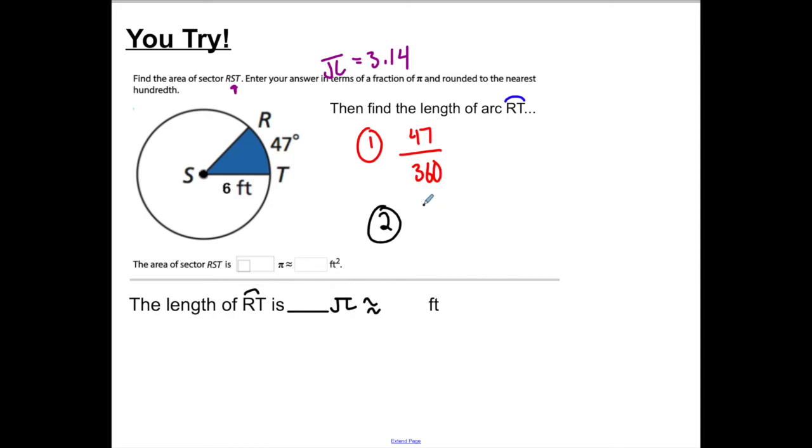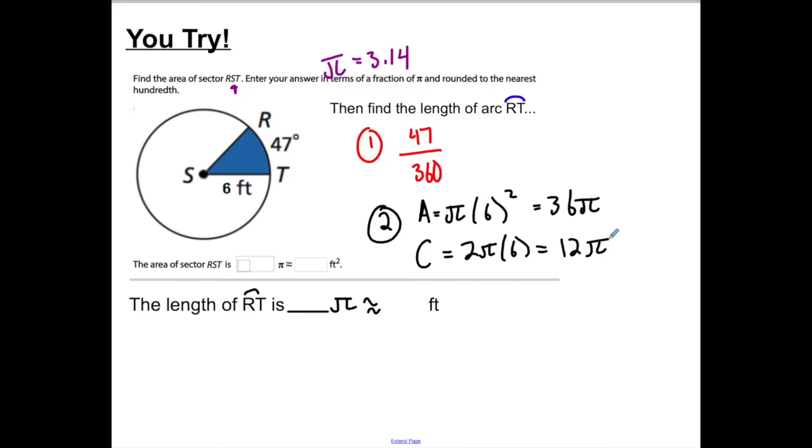I'm now going to do the total area. So area equals pi times 6 squared. 6 squared is 36. Circumference is equal to 2 times pi times r, or 2 times pi times 6. That's 12 pi. And now, I'm just going to wall this off.